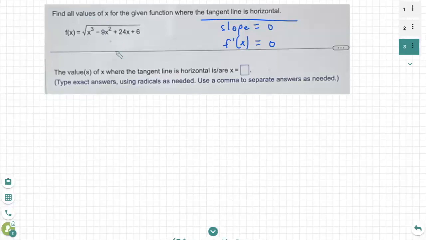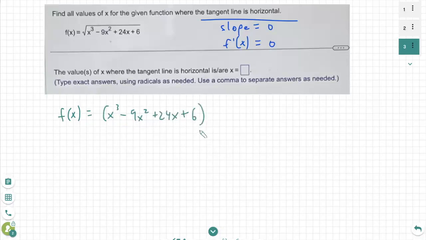Do you remember how to deal with square roots? Don't you put the actual thing in parentheses and put it to the 1/2? Yeah, exactly. Because there's no rule for square roots, you have to rewrite as an exponent so that you can use the power rule. If we rewrite the function, what's it going to look like? So x to the third minus 9x squared plus 24x plus 6, and then all of that to the 1/2.